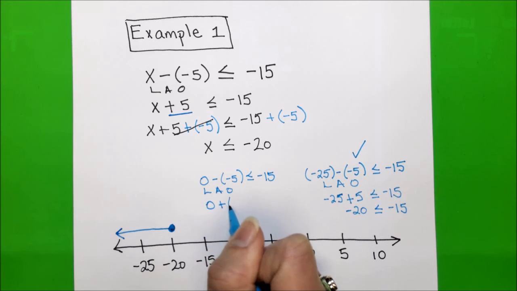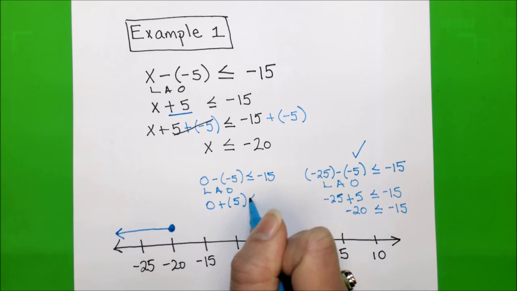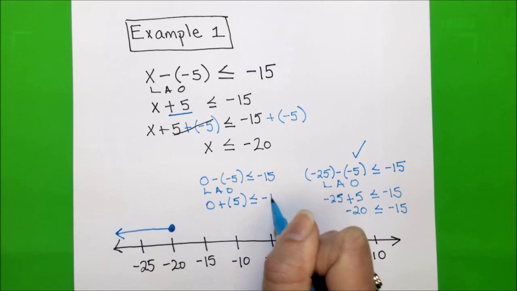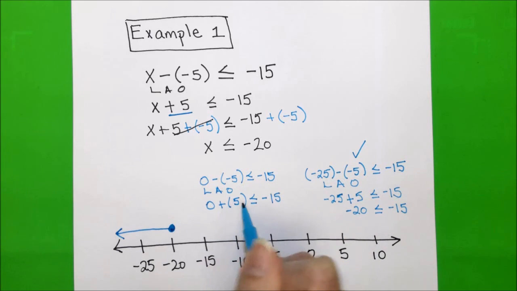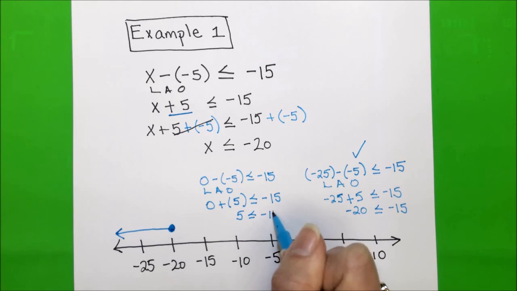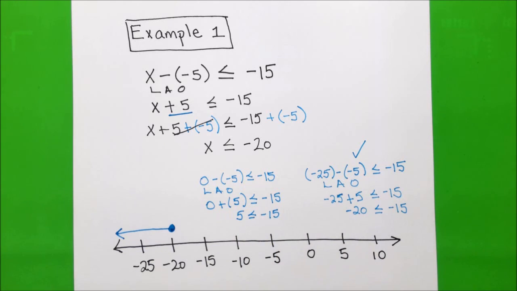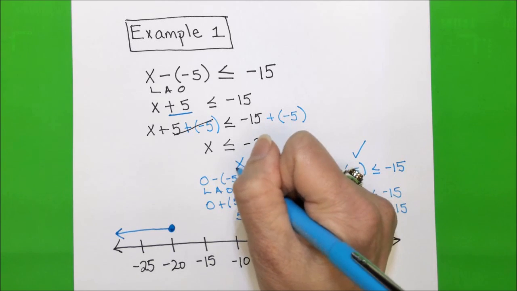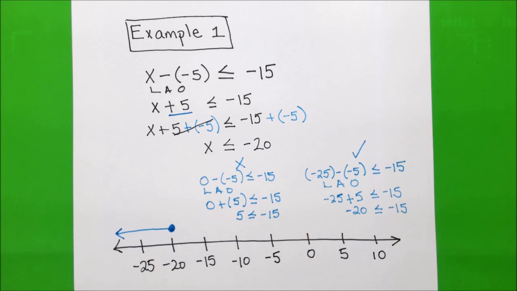0 plus +5 less than or equal to -15. 0 plus 5 is just 5. And is 5 less than or equal to -15? No, that is not true. So 0 is not a solution, and it shouldn't be a solution because it's not included in the values of our solution set.